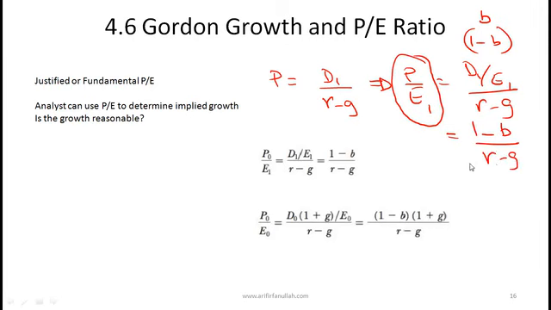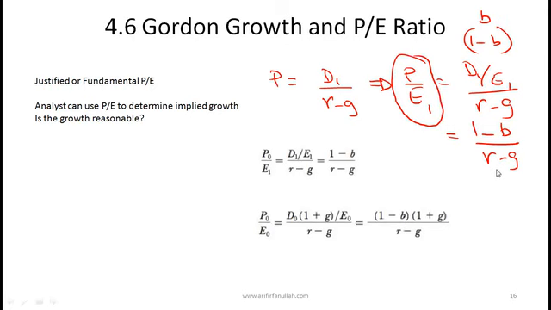In other words, you can come up with the price earnings ratio of a company if you have an assumption about the retention ratio, about the appropriate discount rate, and about the assumed sustainable growth rate. The reason this is called a justified PE is because this is the PE ratio that is justified based on the retention ratio, required return, and growth rate. Why is this called the fundamental PE? Sometimes it's called justified, sometimes fundamental. It's called fundamental because it's based on the company fundamentals.